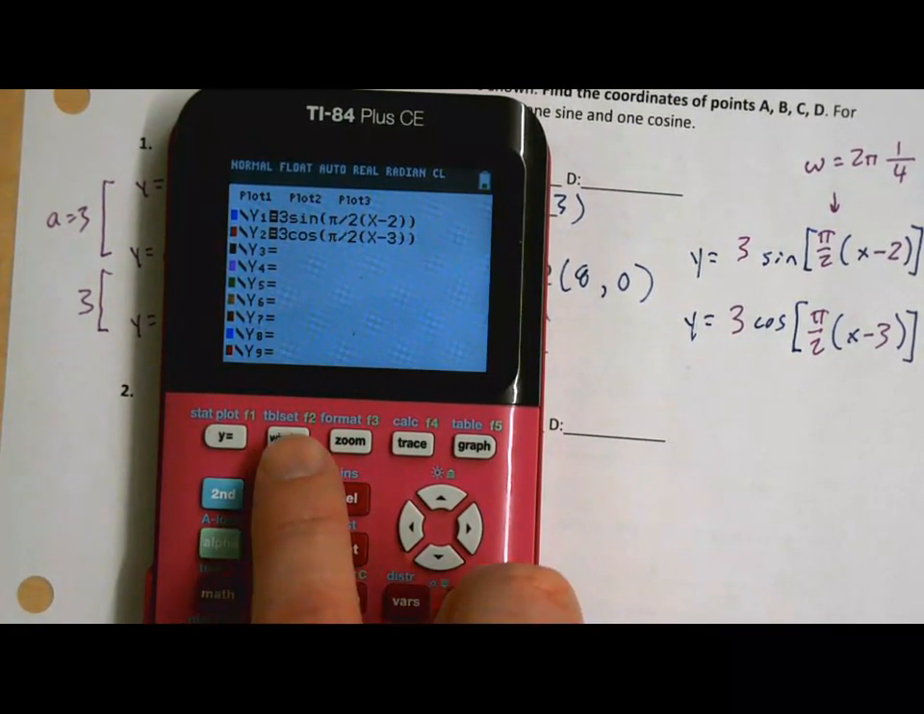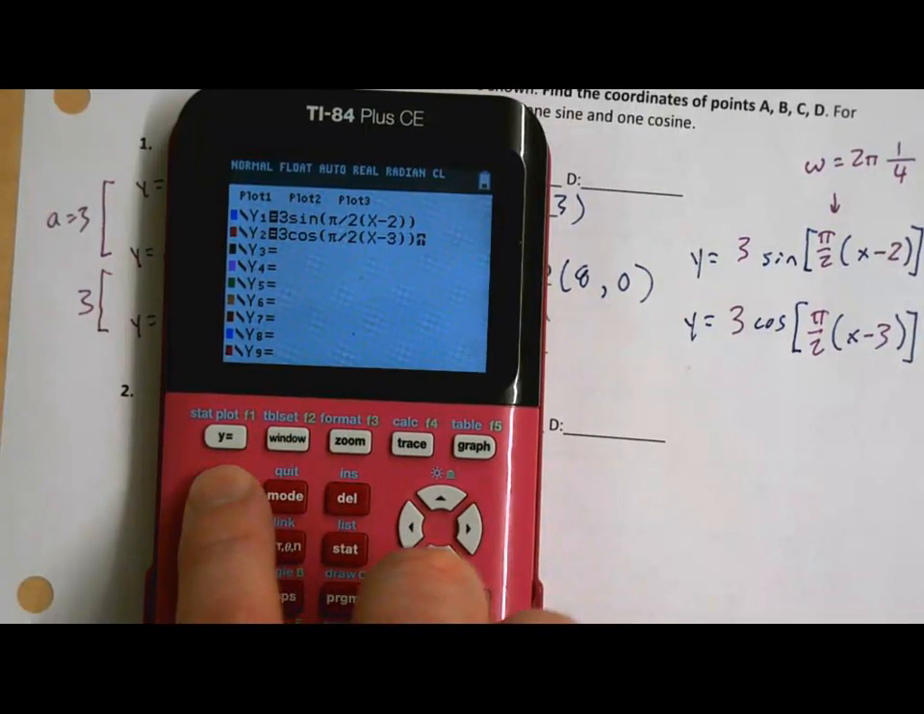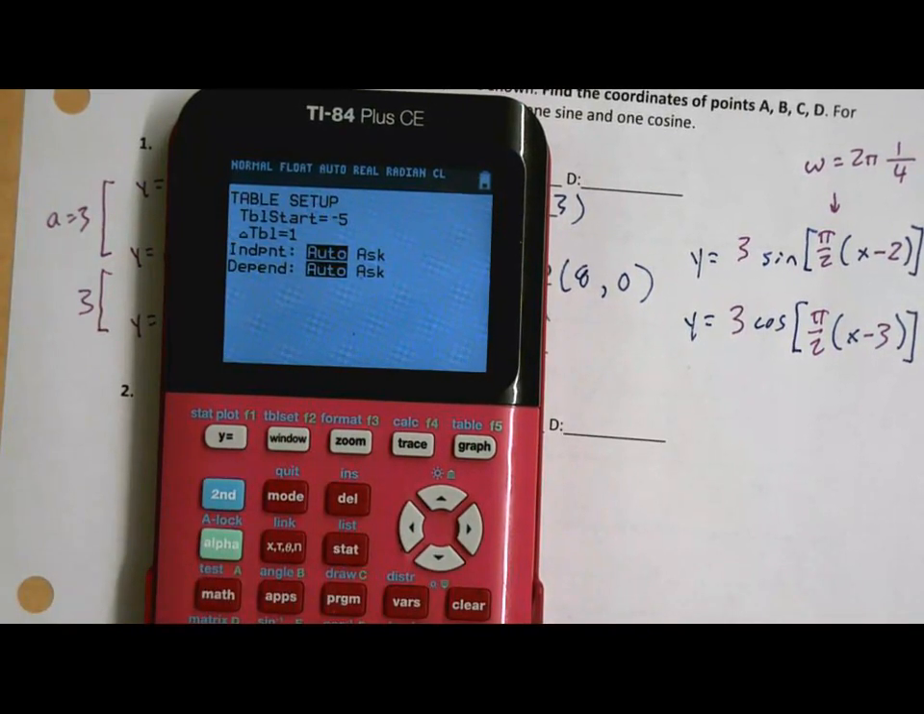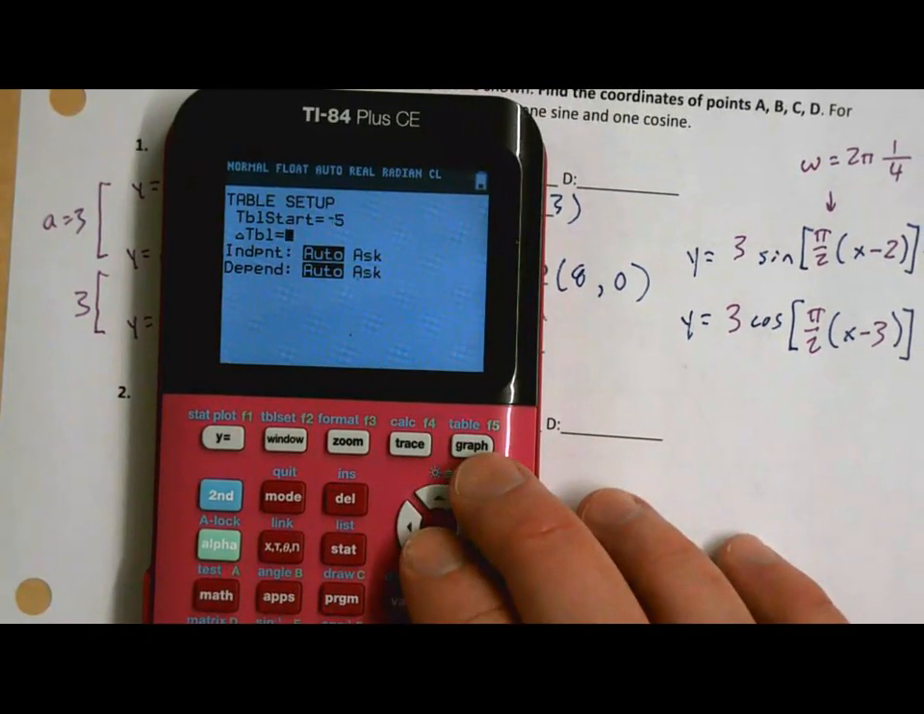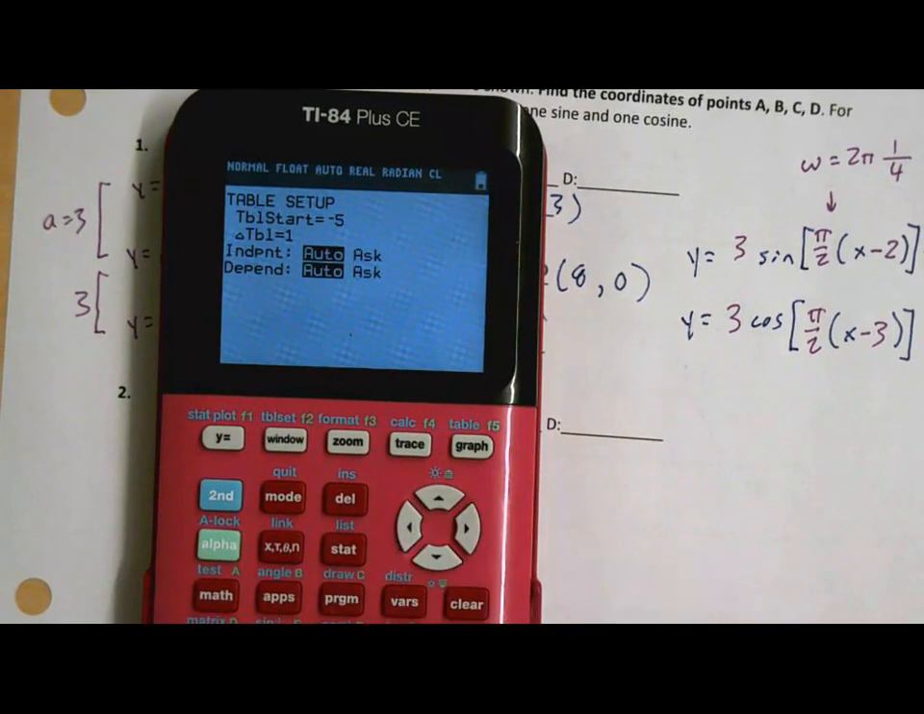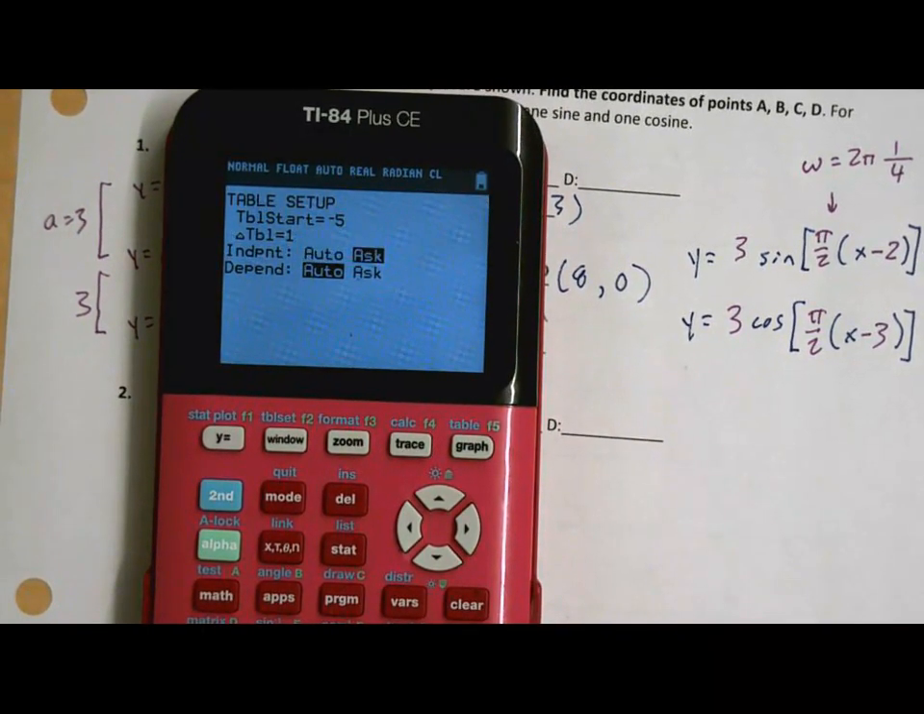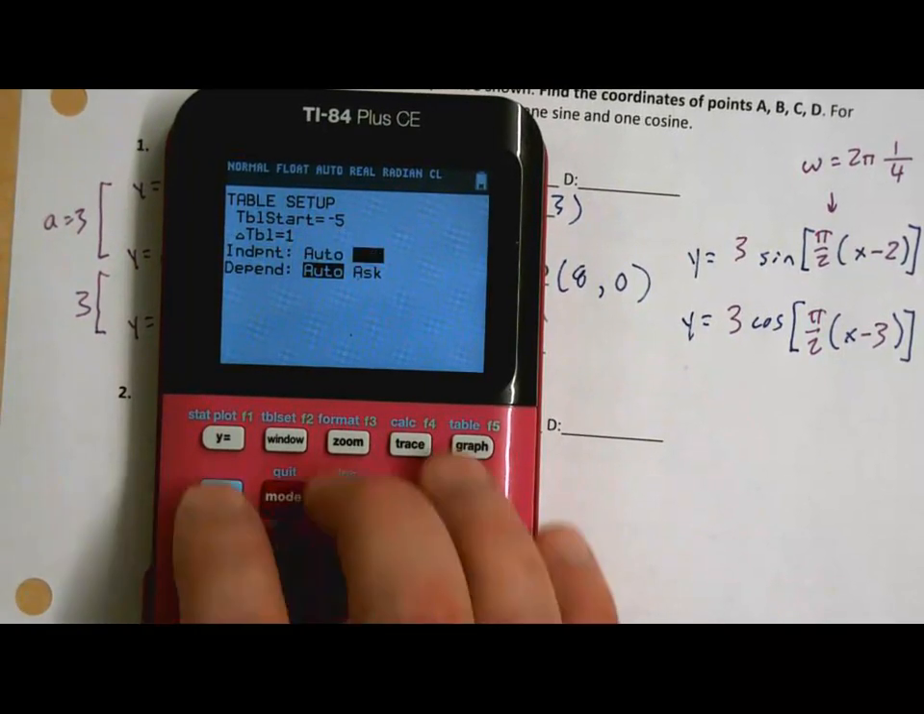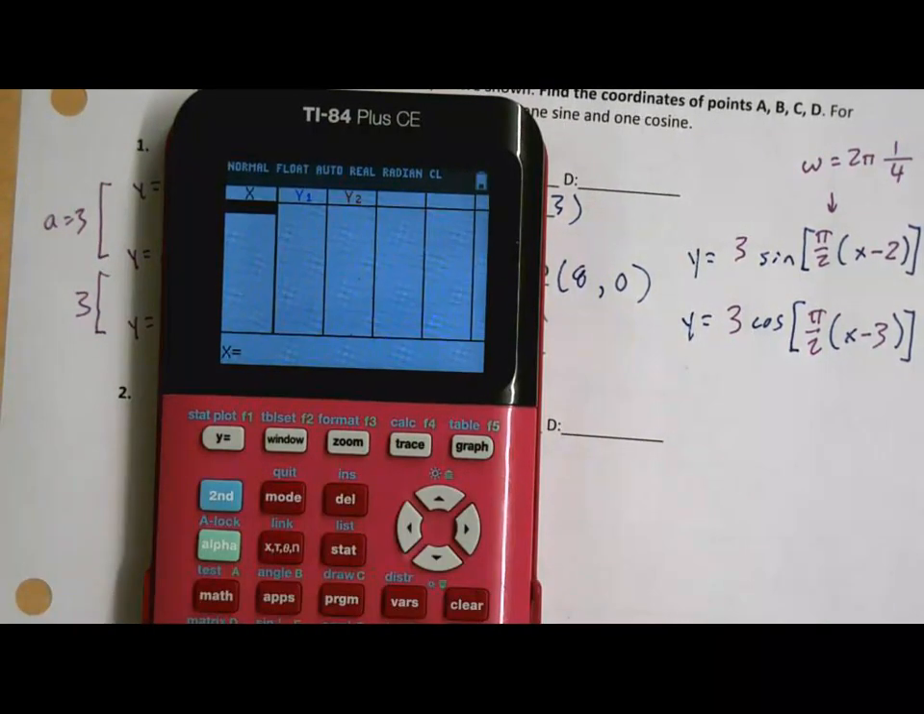I need you to go into your table settings, which is second window. And I want you to go down to where it says independent. It says auto. I want you to turn it to ask instead. Now, at some point you're going to come back and you'll want to change this setting back, but this is going to be most helpful for us. So now if you go and hit second table, you're going to see a blank table.